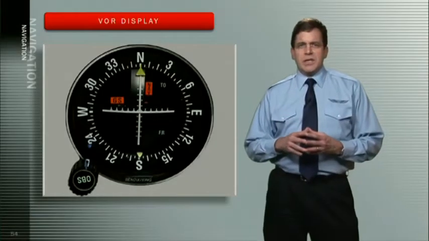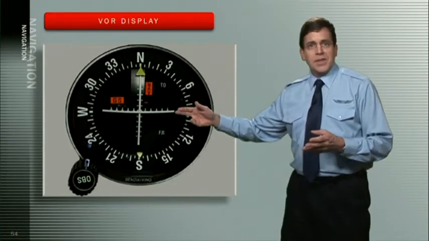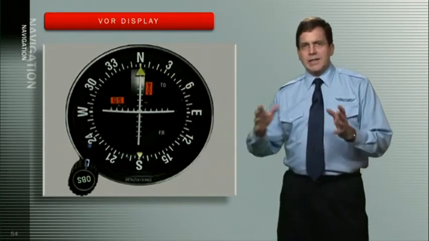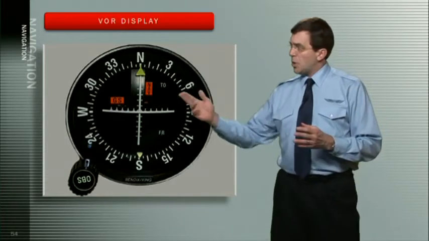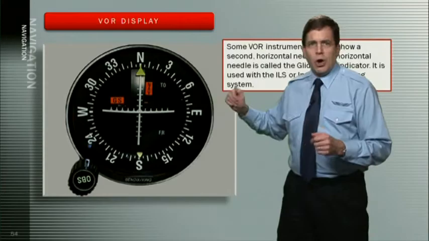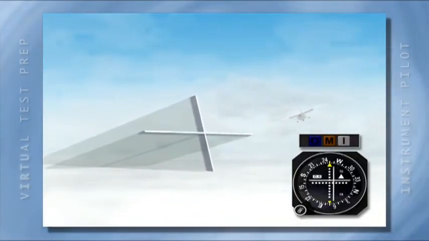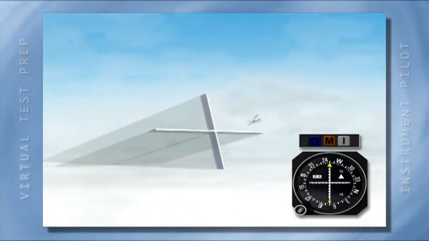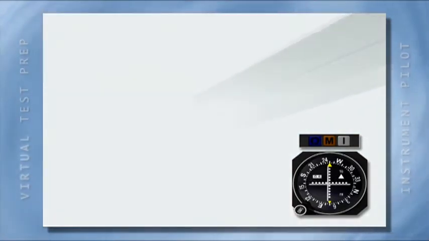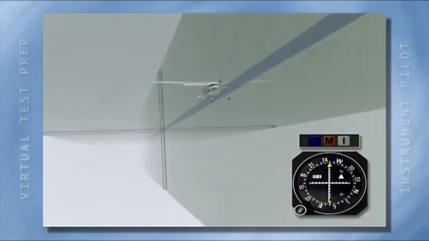Some VOR instrument displays show a second horizontal needle like we see here. So far, we've only talked about the vertical CDI needle and discussed how it's used as a course deviation indicator. The horizontal needle is called the glide slope indicator. It's used with the ILS, or Instrument Landing System. The ground component of an ILS transmits 2 signals, the localizer and glide slope signal.